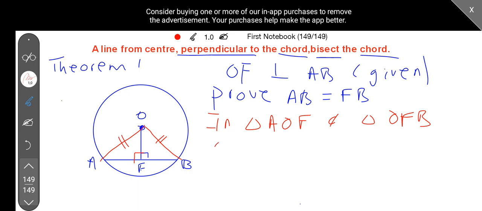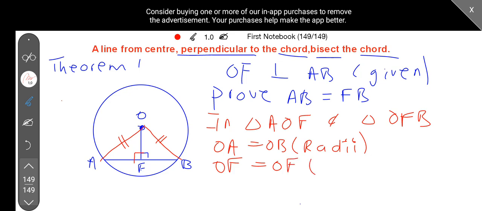So we can say that side OA is equal to side OB, and what makes us say that is the radii or the radius. But I prefer you write radius because it's the one that is written in the exams. So it's a reason, right? Then again we can say that OF is equal to OF. Why? It's because it's a common side. Alright? So the side is common to both triangles, therefore it's one side. So we can say it's equal.